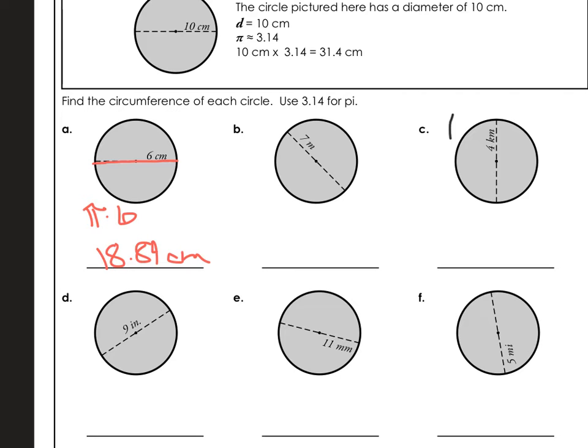Letter B, pi times 7. So in my calculator, 3.14 times 7 is 21.98 meters. Try this next one on your own. The diameter is 4 kilometers. All right, so hopefully you did 4 times 3.14, or 4 times pi. And you get 12.56.